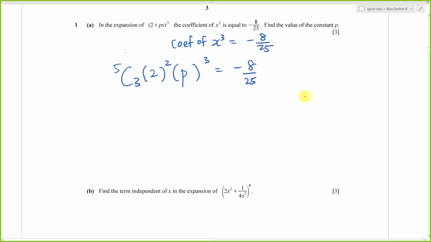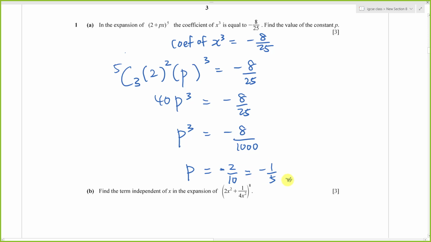Then the next step I will just use the calculator to solve it. So 5c3 multiplied by 4, basically here I have 40p cubed equals negative 8 over 25. Then I get p cubed equals negative 8 over 1000, I believe. So p is the cube root of this, so you basically get negative 2 over 10. Simplified, it should be negative 1 over 5. This should be your answer for p, because the question asks you to find the constant value of p. As long as you do it carefully, it shouldn't be too hard.